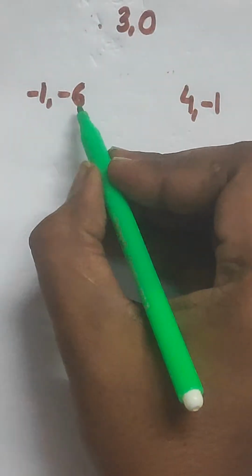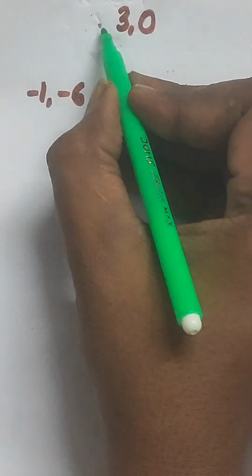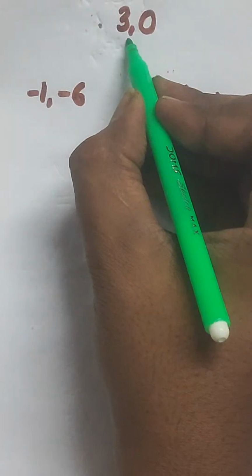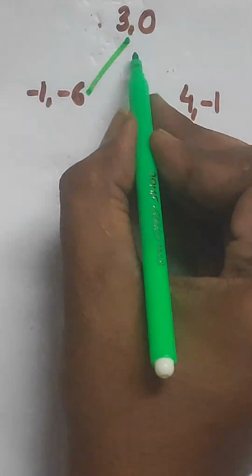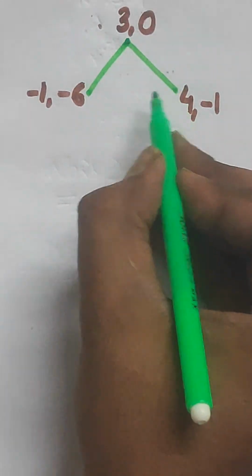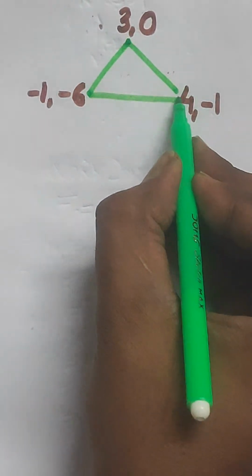Okay, so let us solve some questions from coordinate geometry, where we have taken one question in which it's given that these are the coordinates of a triangle: (3, 0), (-1, -6) and (4, -1). If these are the coordinates of a triangle, then definitely a triangle will be formed with these three coordinates, right? A triangle will be forming like this, right?